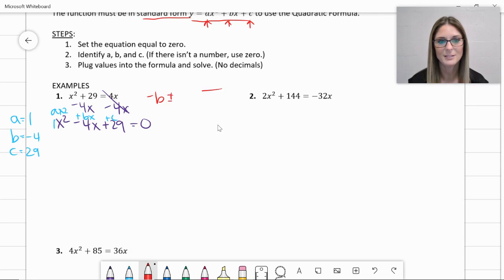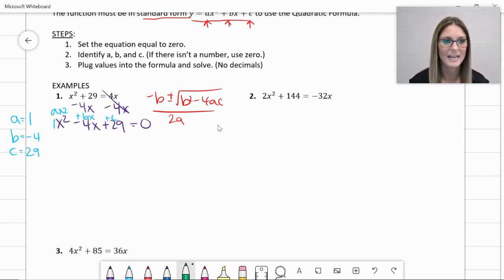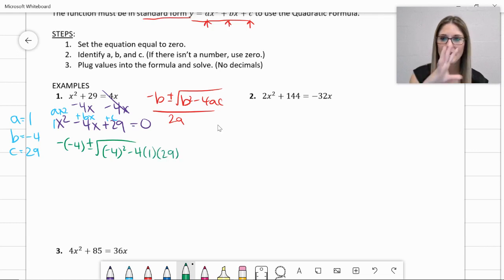Negative b plus or minus the square root of b squared minus 4ac all over 2a is your quadratic formula, and let's plug it in. We have a negative b. Whoa. B is negative, so watch out there. A negative b plus or minus the square root of negative b squared minus 4. And all of this is multiplied together. The negative 4, the a, and the c all get multiplied together.